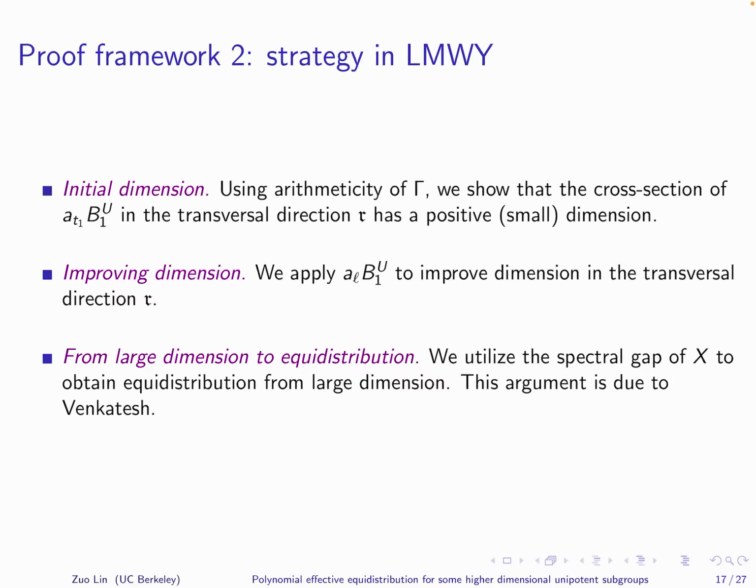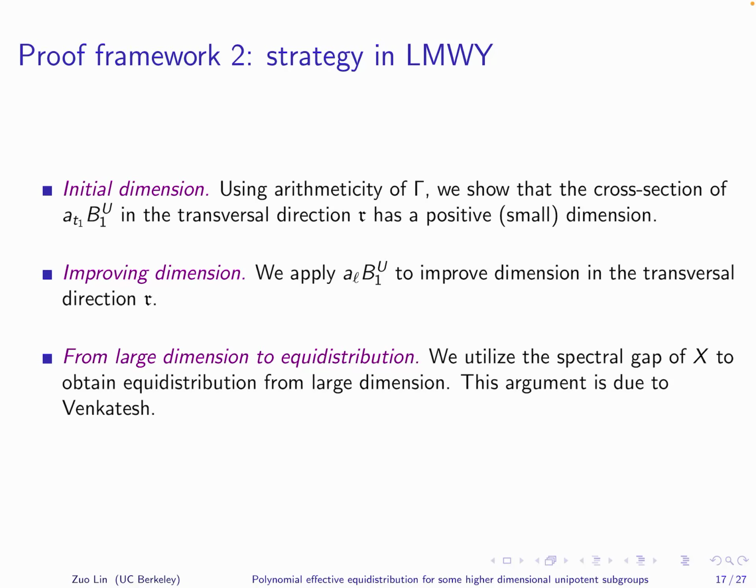Let me talk about some differences between my work and their work. Phase 3 is actually something that works in high generality. Basically, when you have a spectral gap and a large enough dimension, then you can always get equidistribution with polynomial rate. This argument dates back to the work of Venkatesh on sparse equidistribution. So phase 3 in general is not a problem. Let me first skip phase 2 and talk a little bit about phase 1. Phase 1 is also not a big problem.